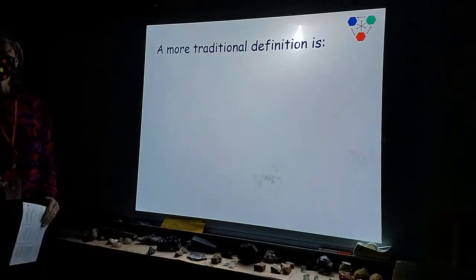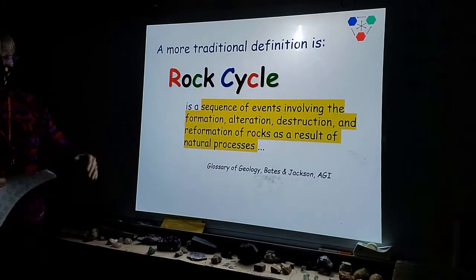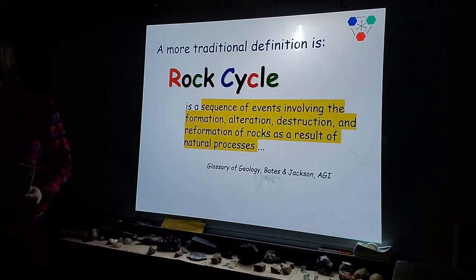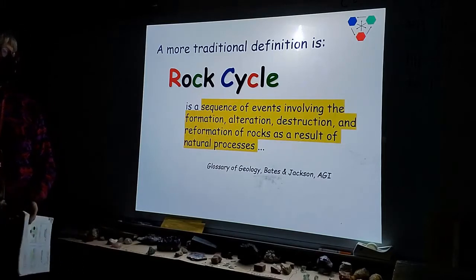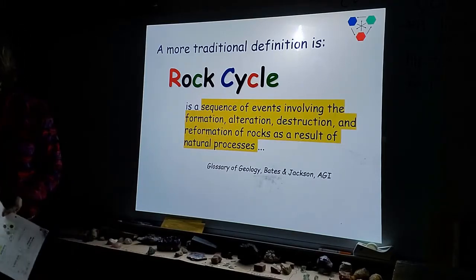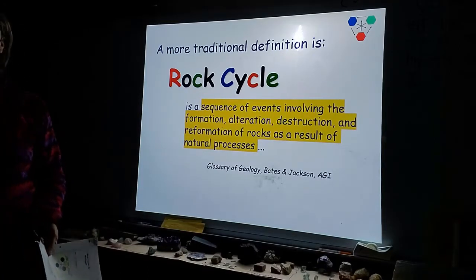The more traditional definition of the rock cycle is this, and you need to write this word for word on your paper. A sequence of events involving the formation, alteration, destruction, and reformation of rocks as a result of natural processes. That goes on your paper, please.